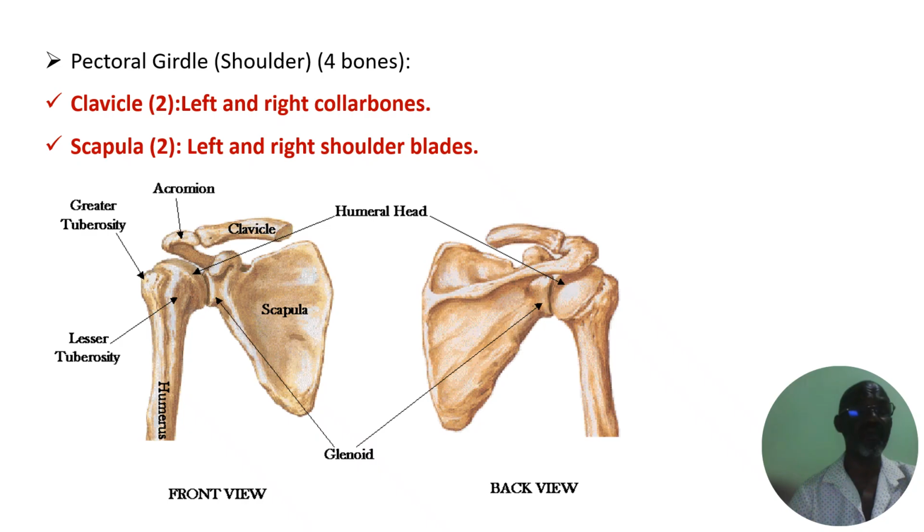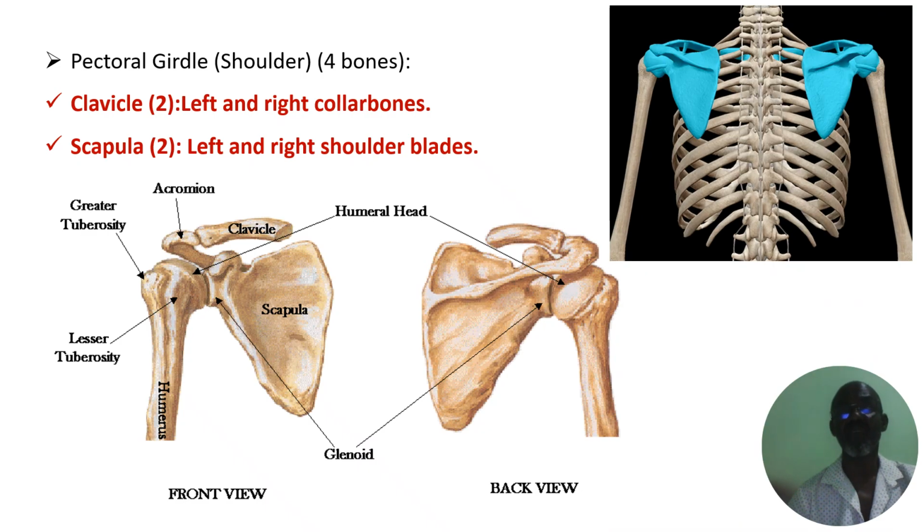This is a humerus. There is a joint here, a ball and socket joint between the ball of the humerus and the socket of the scapula here. You can see here also the colored part is the shoulder girdle, pectoral girdle, clavicular bone. You can see it.